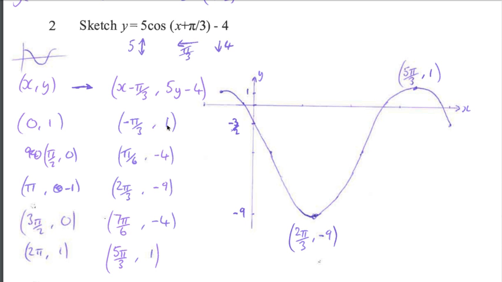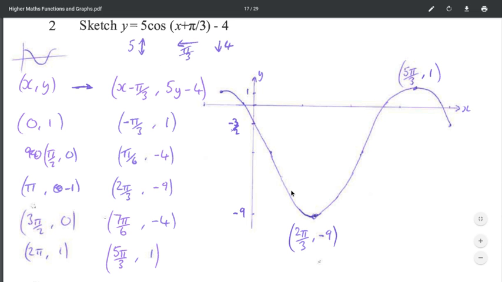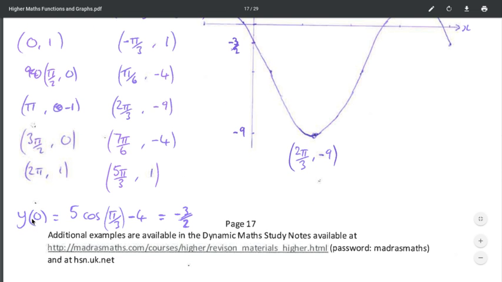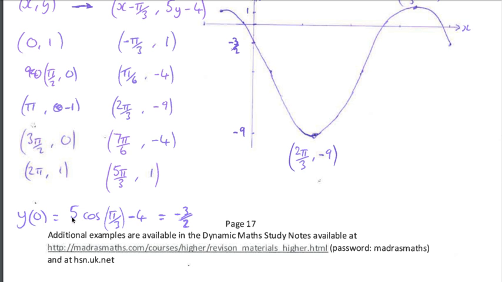And then we need to transform the y coordinates as well. So 5 1s minus 4, 5 0s minus 4, 5 negative 1s minus 4, etc. Remember, our curve will be a cosine curve, so it's still going to have the same shape. And the one thing that I've not talked about is finding the y-intercept. So an x-coordinate of 0 substituted in will give 5 cos of pi by 3 minus 4. Cos of pi by 3, cos of 60 degrees, is 1/2. So that's 5 over 2 minus 4, or 5 over 2 minus 8 over 2, which would be negative 3 over 2.